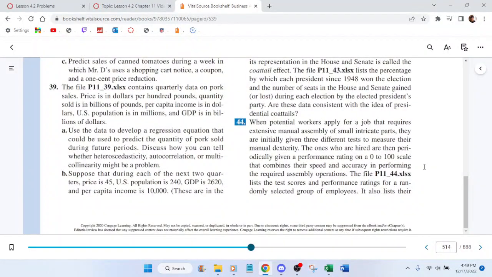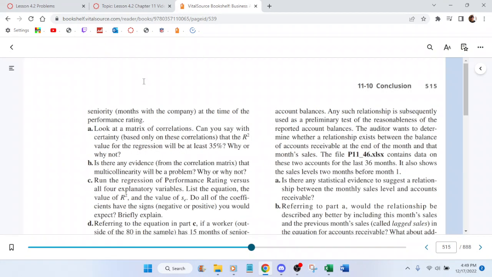When potential workers apply for a job that requires extensive manual assembly of small intricate parts, they are initially given 3 different tests to measure their manual dexterity. The ones who are hired are then periodically given a performance rating on a 0 to 100 scale that combines their speed and accuracy in performing the required assembly operations. The file lists the test scores and performance ratings for a randomly selected group of employees. It also lists their seniority, months with the company at the time of performance rating.